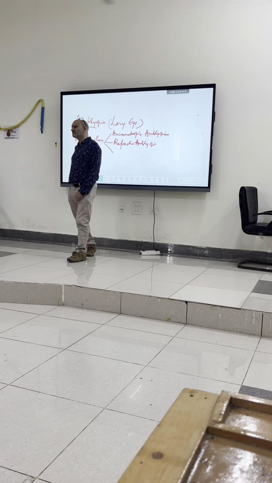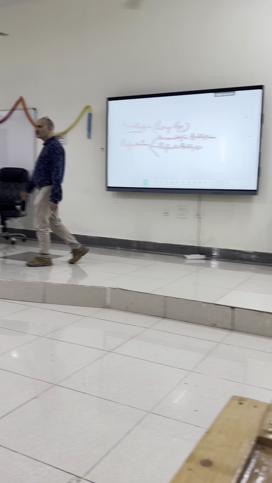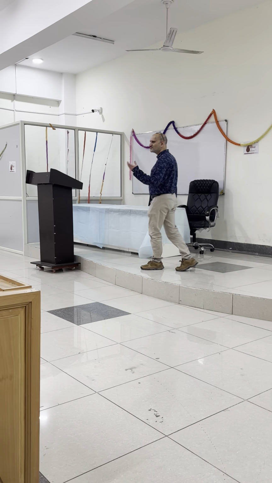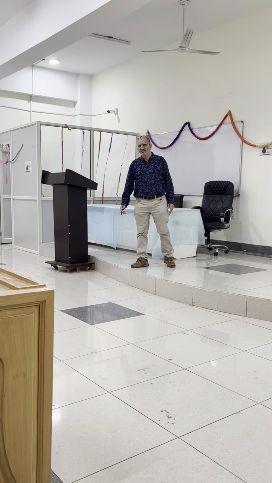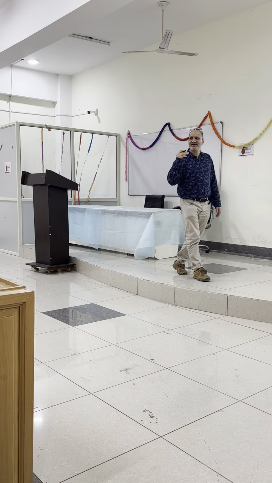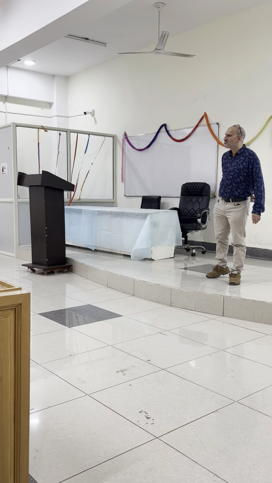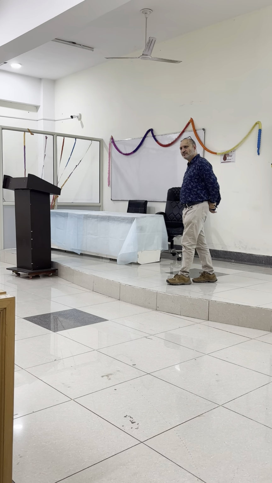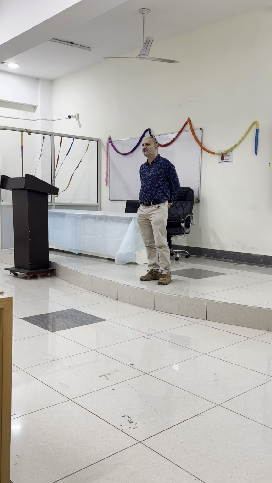Refractive amblyopia: somebody has high hypermetropia, like +6, +7, +8, +10, and somebody has high myopia, -6, -8, -10. They are prone to develop amblyopia when they do not get glasses.